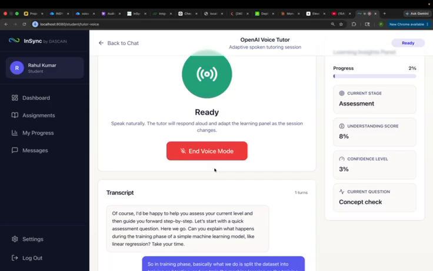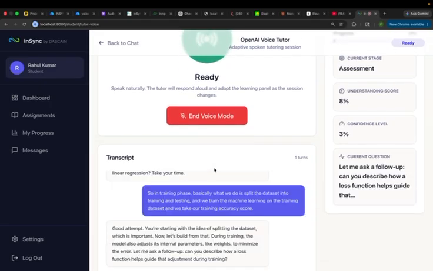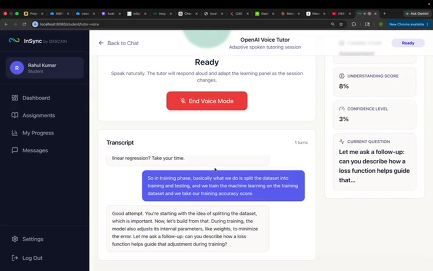Good attempt. You're starting with the idea of splitting the dataset, which is important. Now let's build from that. During training, the model also adjusts its internal parameters, like weights, to minimize the error. Let me ask a follow-up. Can you describe how a loss function helps guide that adjustment during training?